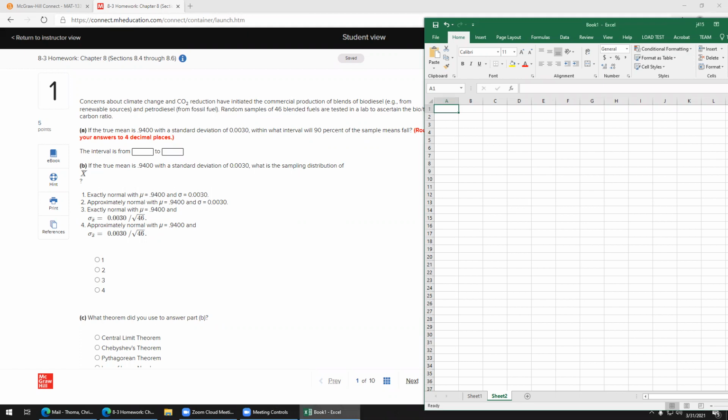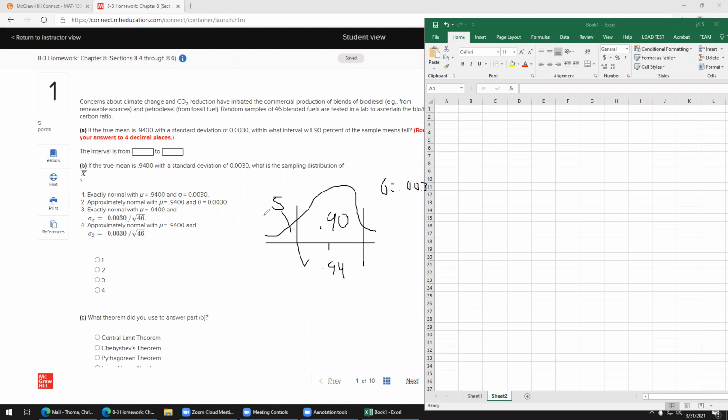So, I have to draw my picture. So again, this is 0.90, right? And then our mean is here in the middle at 0.94. Our standard deviation is 0.003. And we're trying to work our way backwards. So if this is 90%, 10% is in the tails, just like we were doing last week. So this is 5%, so 0.05.